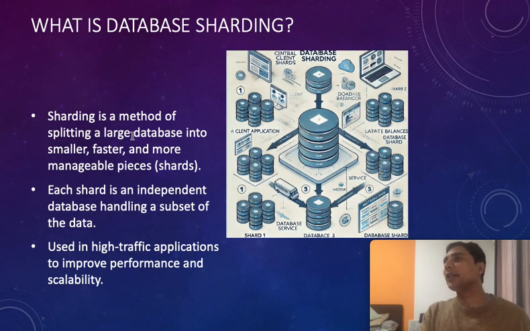So what is DB sharding? DB sharding is a method of splitting a large database into smaller, faster, and more manageable pieces. Obviously, if the database is growing into petabytes, terabytes, it will become difficult, because running a query or searching a record in that database will become more and more expensive, more and more difficult. For that purpose, we will have to break down the database, like shard 1, shard 2. Every piece is called a shard. Whatever manageable piece is there, that is called a shard. Each shard is an independent database handling a subset of the data.